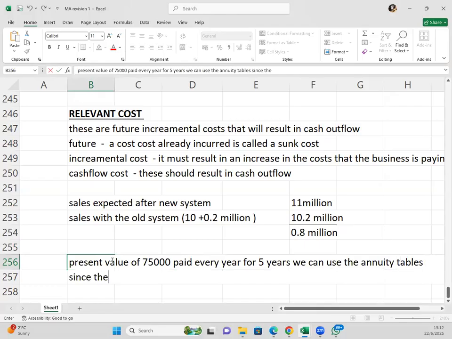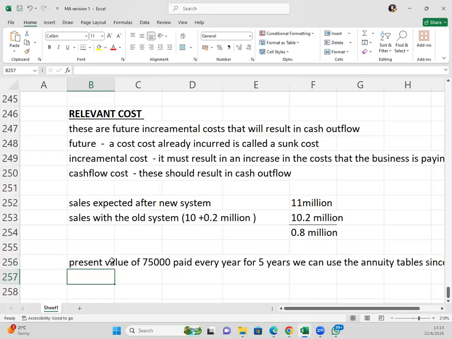Since the amount is the same, if we were paying different amounts, we would need to use the discounting factors. You discount for year 1, year 2, year 3, year 4, then you add up the discounting factors. But if it is the same amount, the faster way of getting the present value is you multiply by the annuity factor. So for 5 years, it was, I think, 3.791. So this will give us the present value of what we would pay.